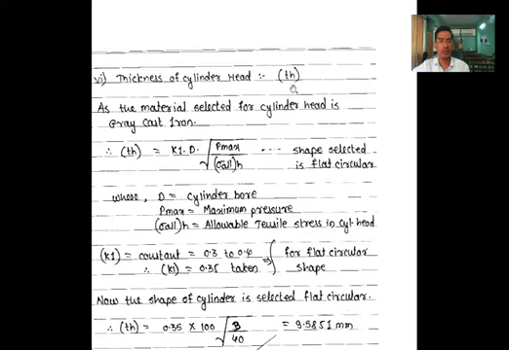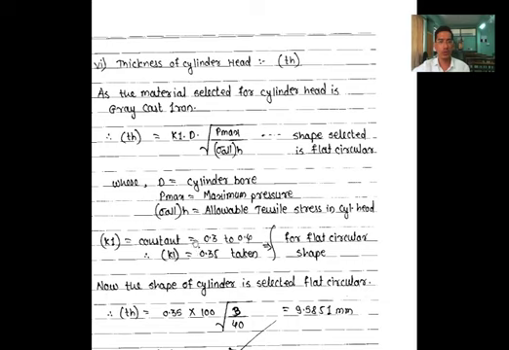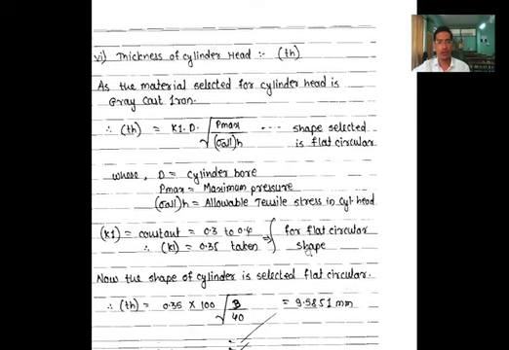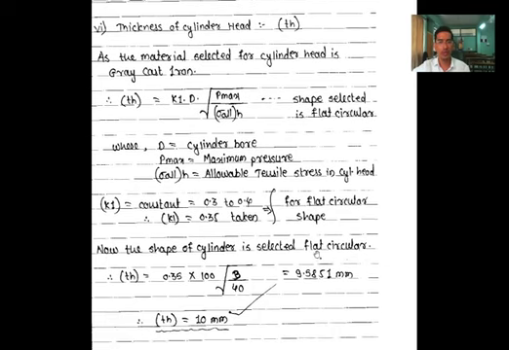Next one is the thickness of the cylinder head, that is TH. As the material selected for the cylinder head is grey cast iron, TH is equal to K1 D under root of P max upon sigma allowable H. The shape selected is a flat cylinder. D is the cylinder bore, P max is the maximum pressure and sigma allowable H is the allowable tensile stress in the cylinder head. Therefore, K1 is the constant 0.3 to 0.4, and K1 is 0.35 taken for flat circular shape.